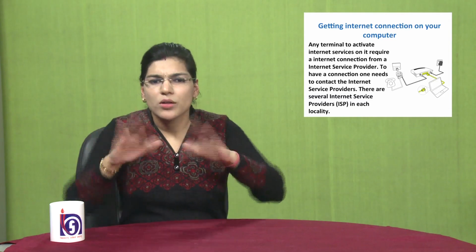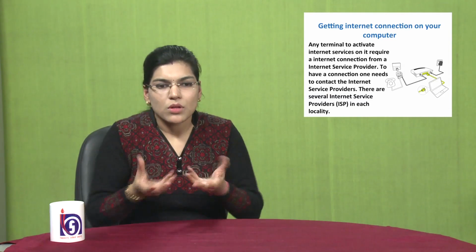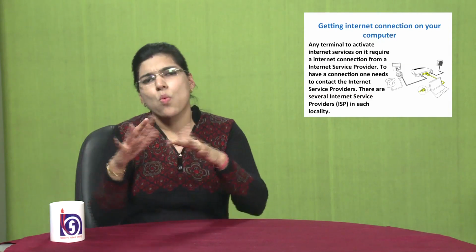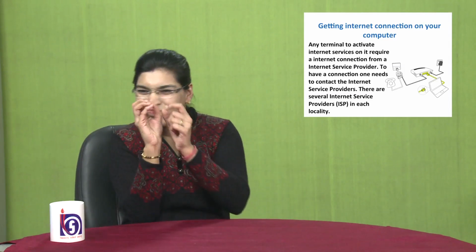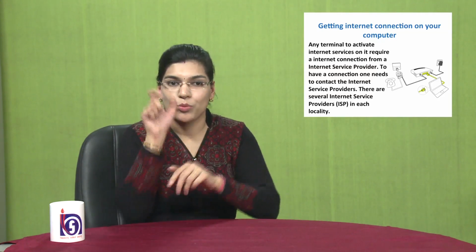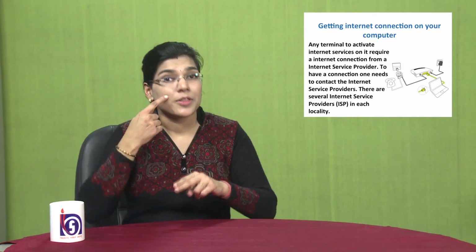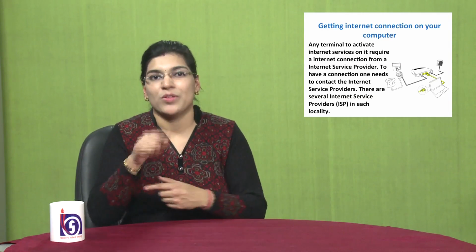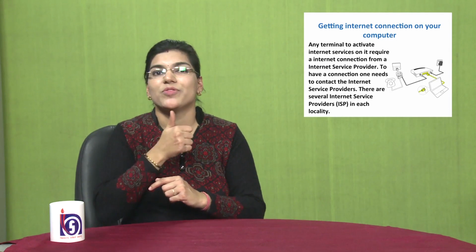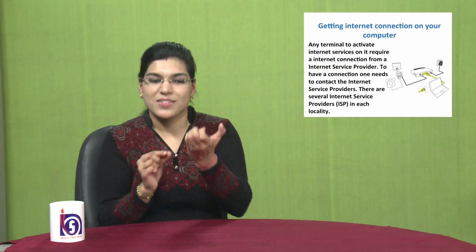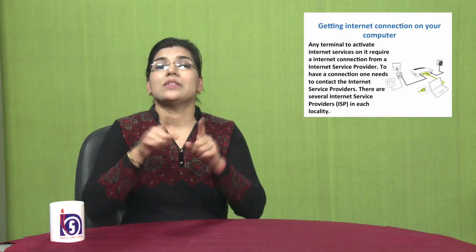Getting internet connection on your computer, any terminal to activate internet services on it require an internet connection from an internet service provider. To have a connection, one needs to have the contact to internet service providers. There are several internet service providers in each locality. By putting certain ID and passwords, we can connect the internet, as it is very important, and it gives a powerful speed. As you all have passwords on your phone, on your SIMs, similarly, these have passwords too.